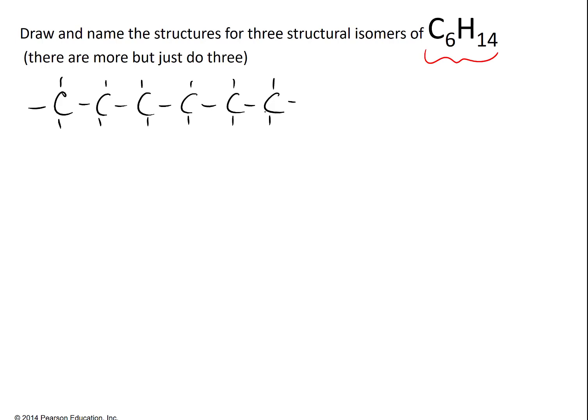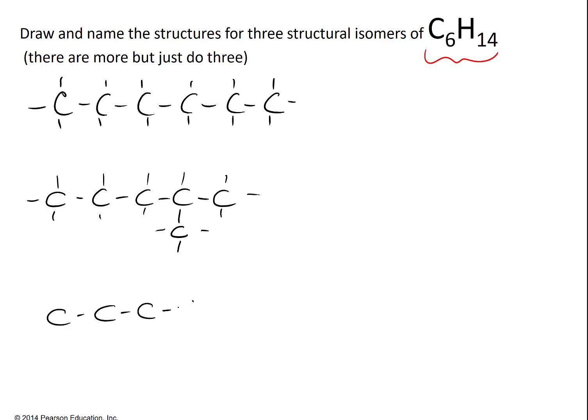One way you can make structural isomers is to move a carbon and hang it off of one of the center ones. 1, 2, 3, 4, 5, 6. 1, 2, 3, 4, 5, 6, 7, 8, 9, 10, 11, 12, 13, 14. So there, all those dashes would be hydrogen. Another option is you could hang more of them off. I could hang another methyl group. 1, 2, 3, 4, 5, 6, and 14 hydrogens again.